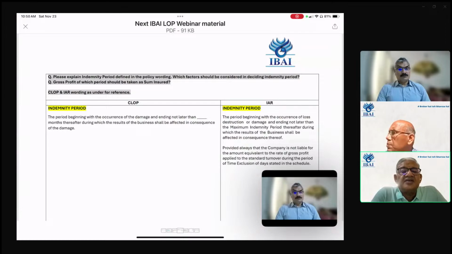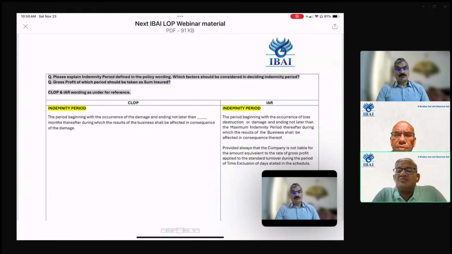After the occurrence, the zero date is the occurrence, and it ends at whatever is specified. Suppose I mention 12 months, during which the results of the business shall be affected in consequence of the damage. Suppose a fire has happened and due to that my business has been interrupted. It does not say anything about reinstatement of the physical assets.